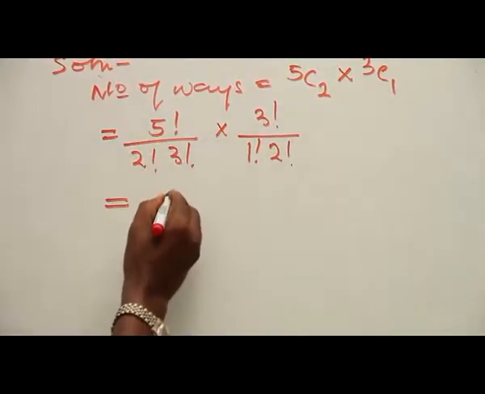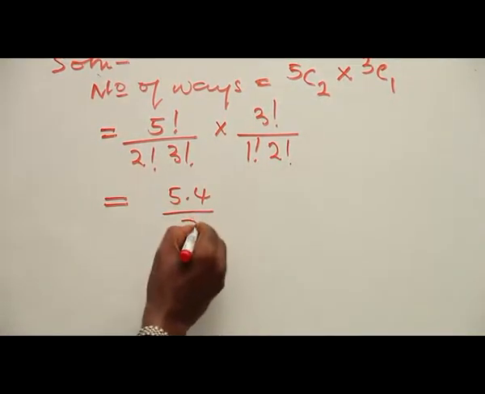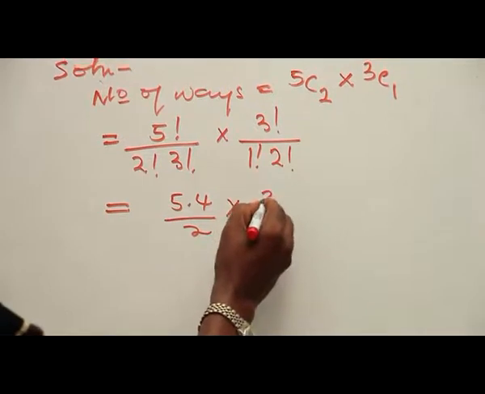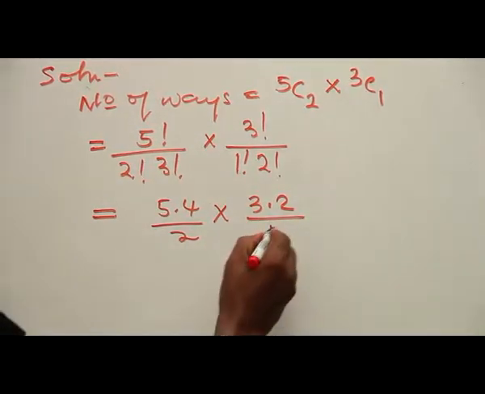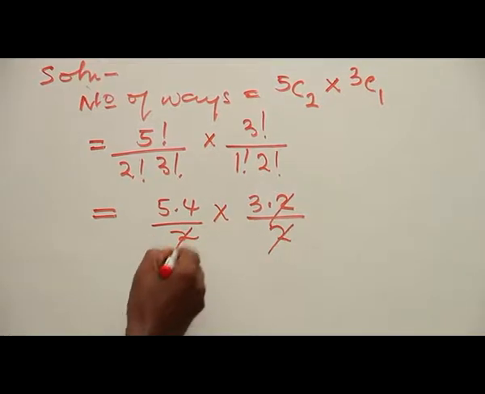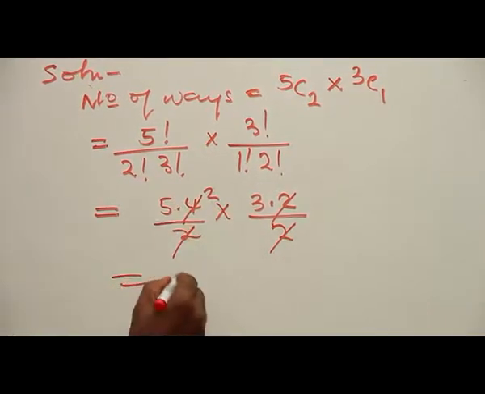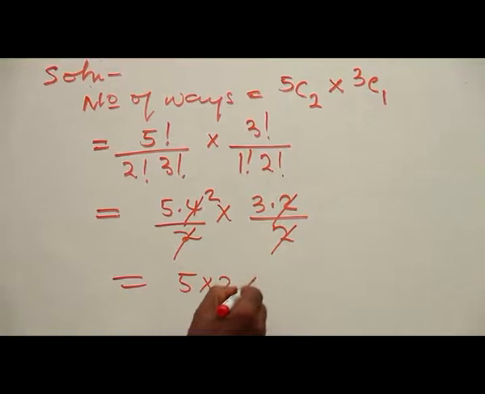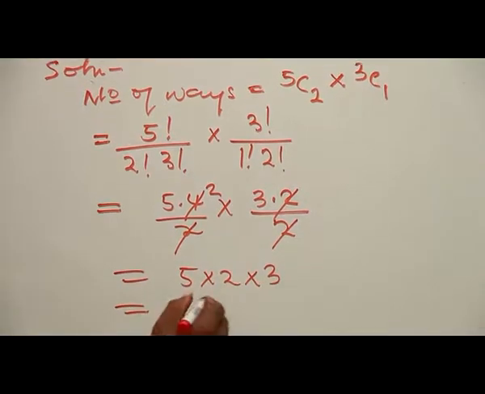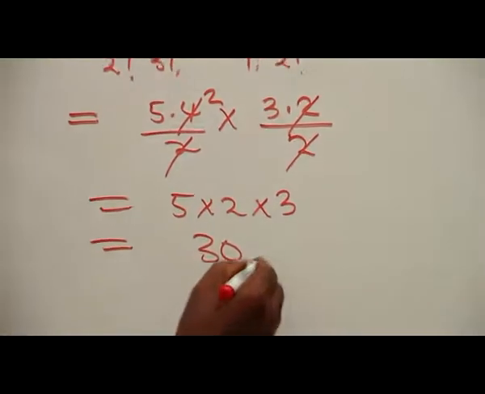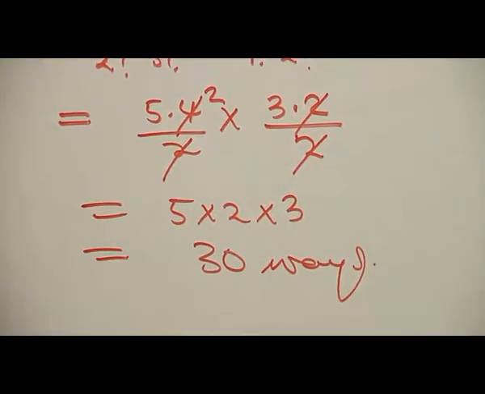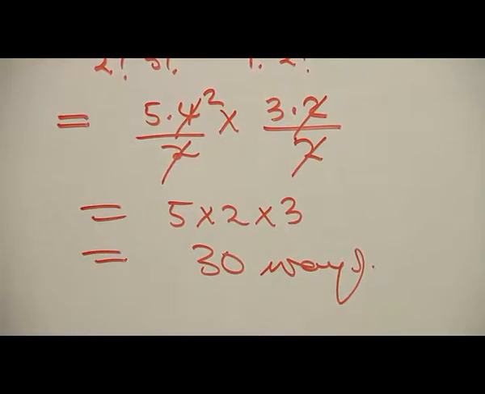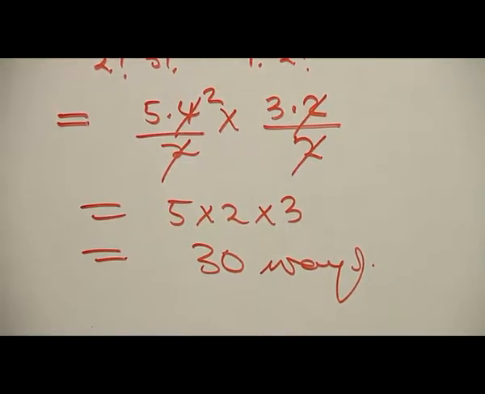This will give you 5 times 4 all over 2. This will give you 3 times 2, also over 2. This will cancel this 2, leaving 5 times 2 times 3, and that is equal to 30 ways. So we have 30 ways of selecting a committee made up of 2 boys and 1 girl from the group.